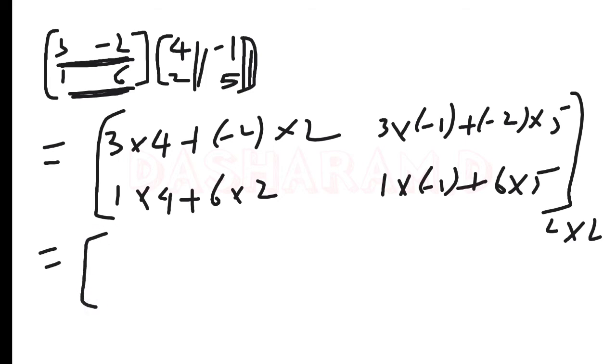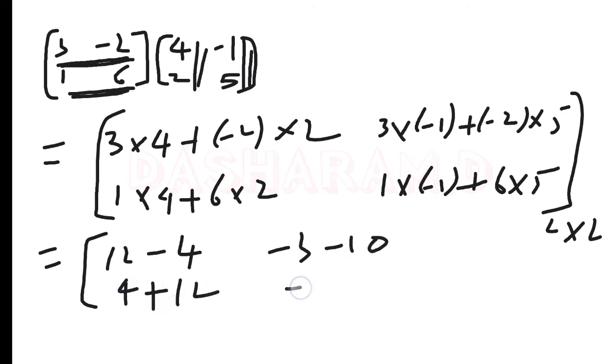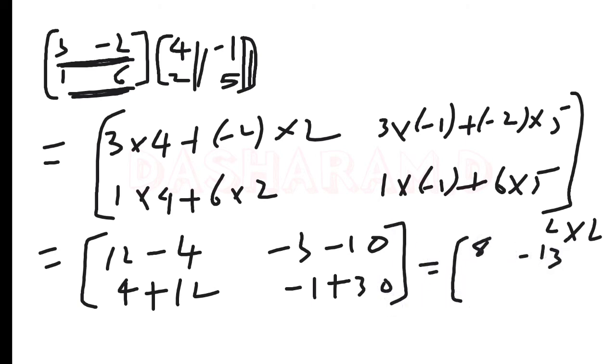So it is equal to 3 4s are 12, minus 4, minus 3, minus 10, 4 1s are 4, 6 2s are 12, minus 1, 6 5s are 30. So it is equal to 12 minus 4, how much? 8. Minus 13, 4 plus 12 is 16, 29. So its order is 2 by 2.